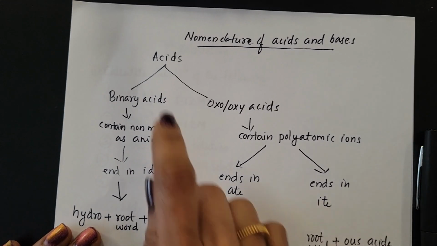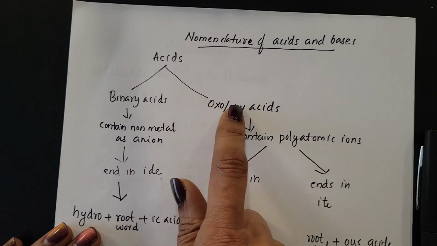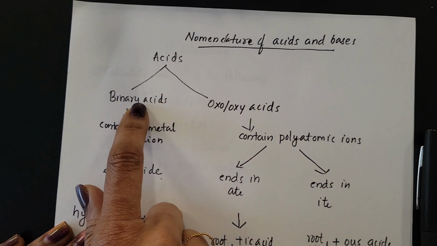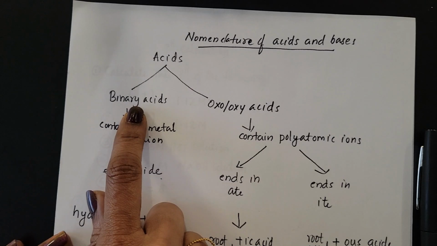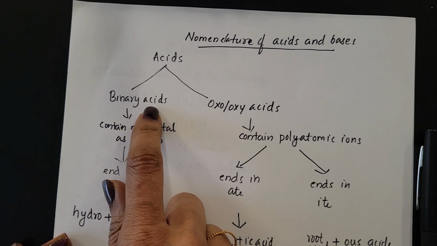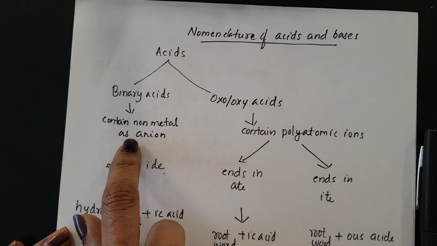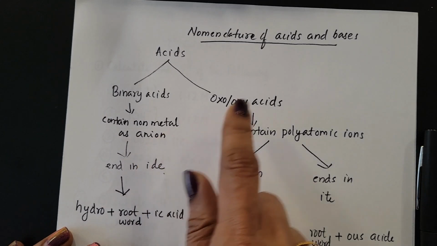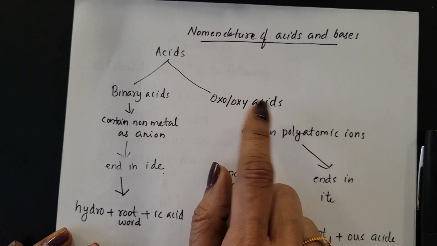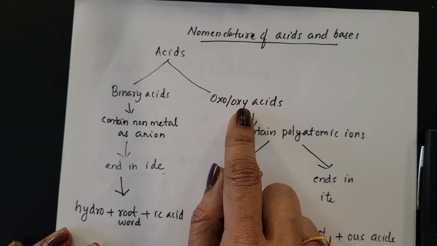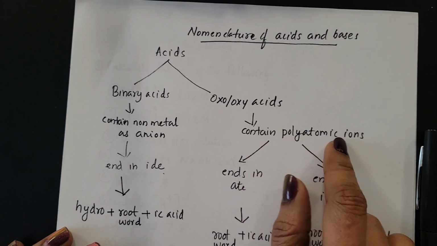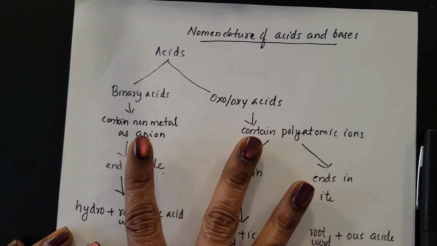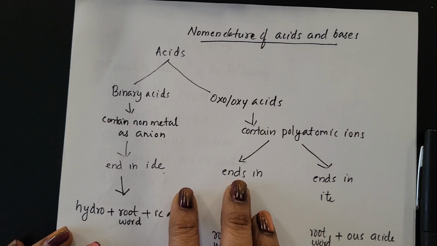Okay, acids. There are two different types of acids you will see on your formula. First one is binary acids. Binary acids means it contains a non-metal as anion. But oxo acid means it will contain oxygen. Basically, all polyatomic ions will be your anions. So both of these will have different rules.